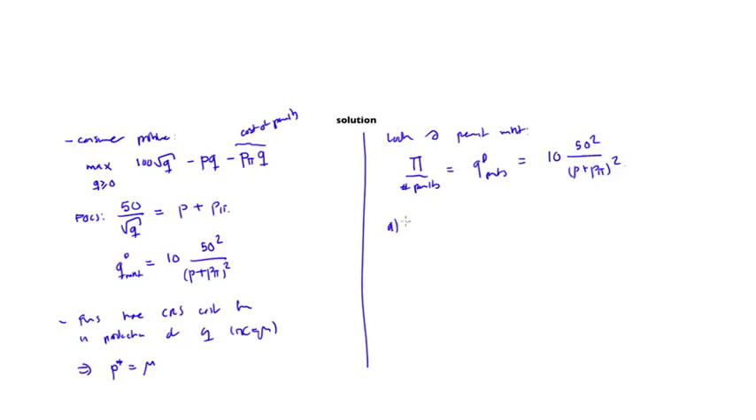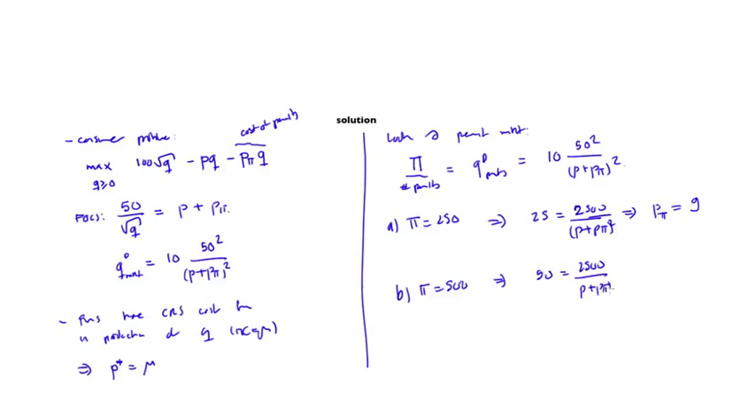Now let's look at case A. When π is equal to 50, this implies that 25 is equal to 2500 divided by P plus P_π, squared, which implies that P_π is equal to 9. And when the number of permits is 500, this implies that 50 is equal to 2500 divided over P plus P_π, squared, which implies, doing the algebra, that P_π is equal to square root of 50 minus 1.